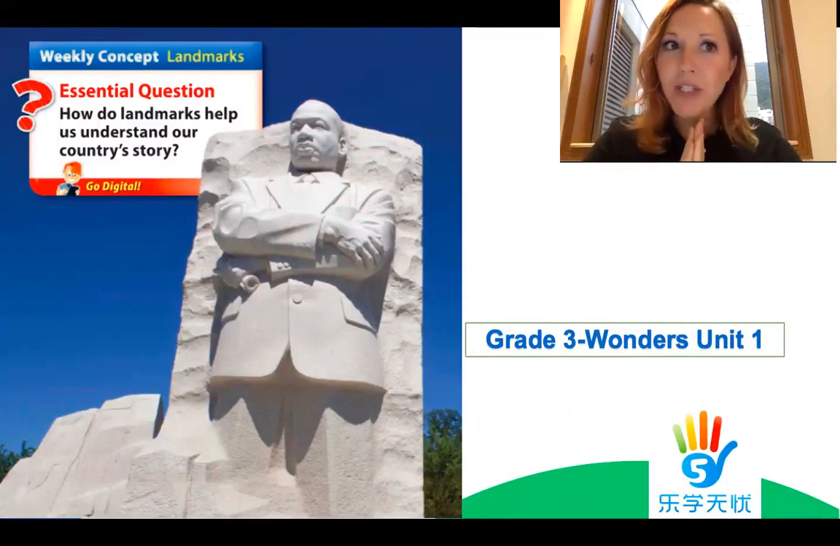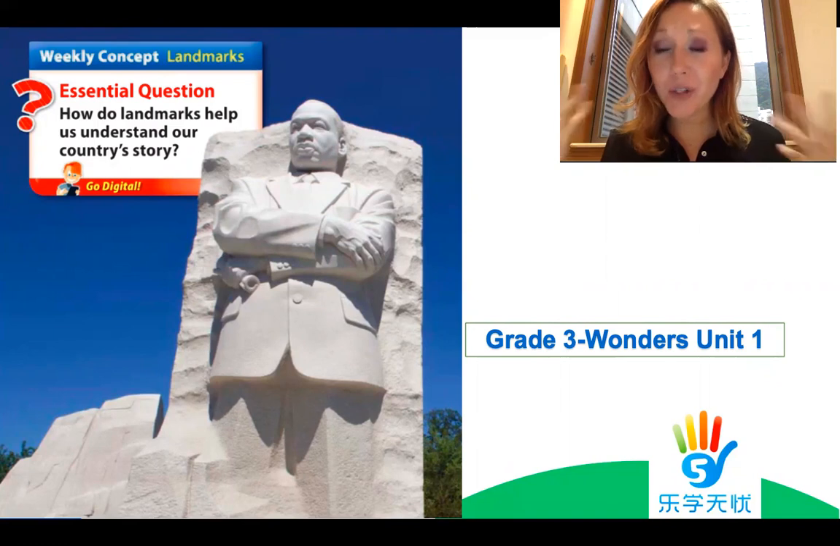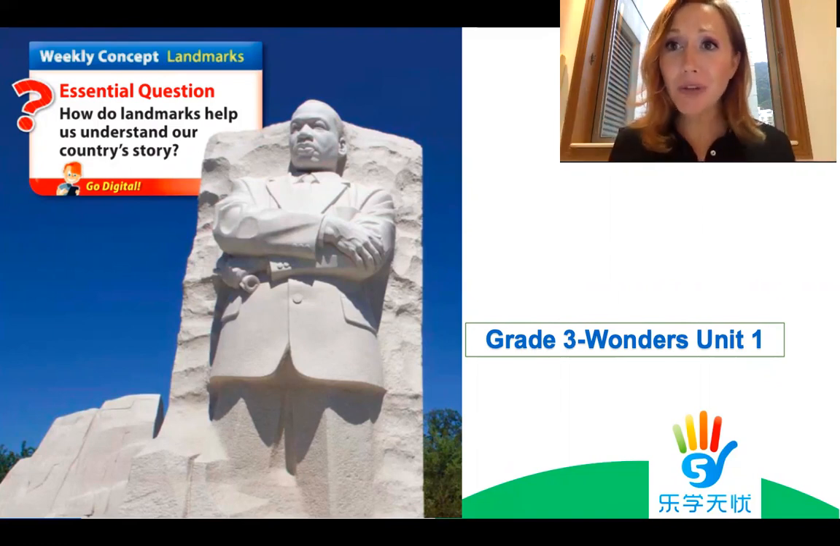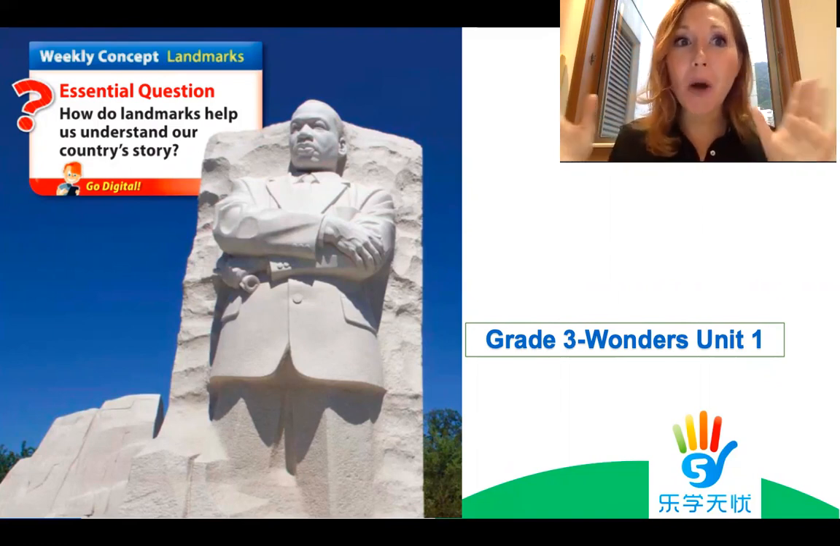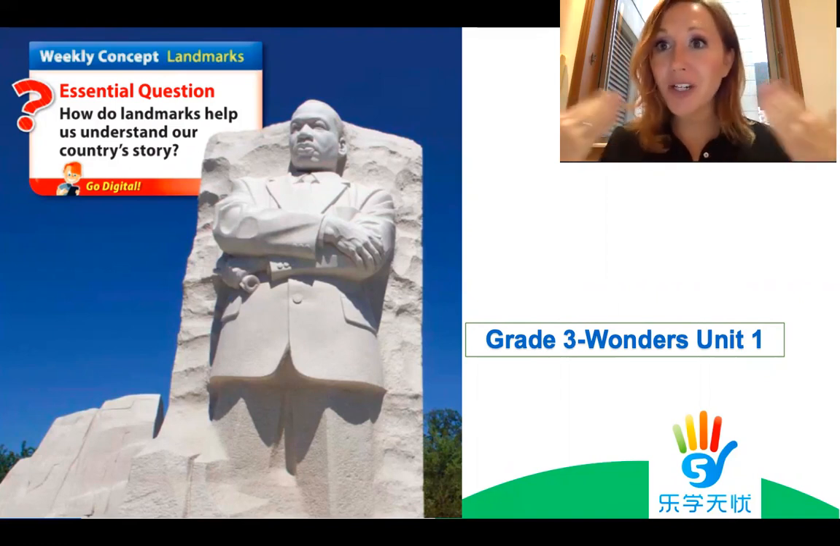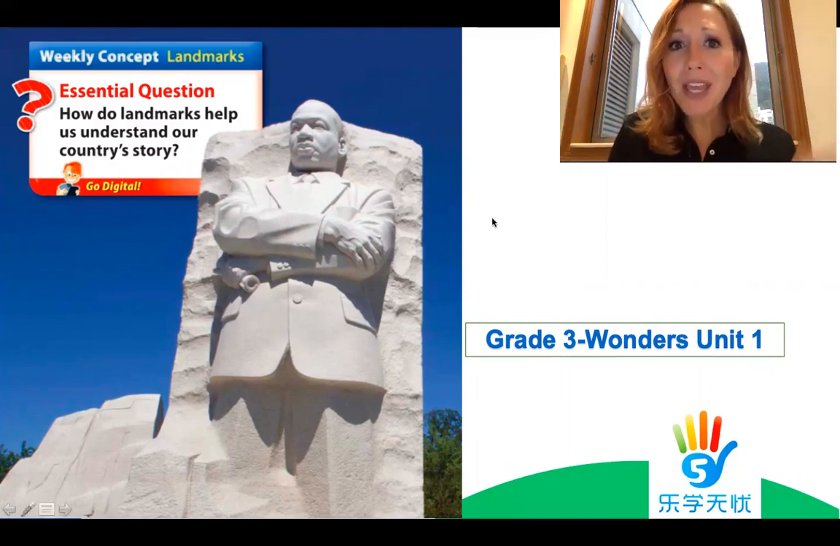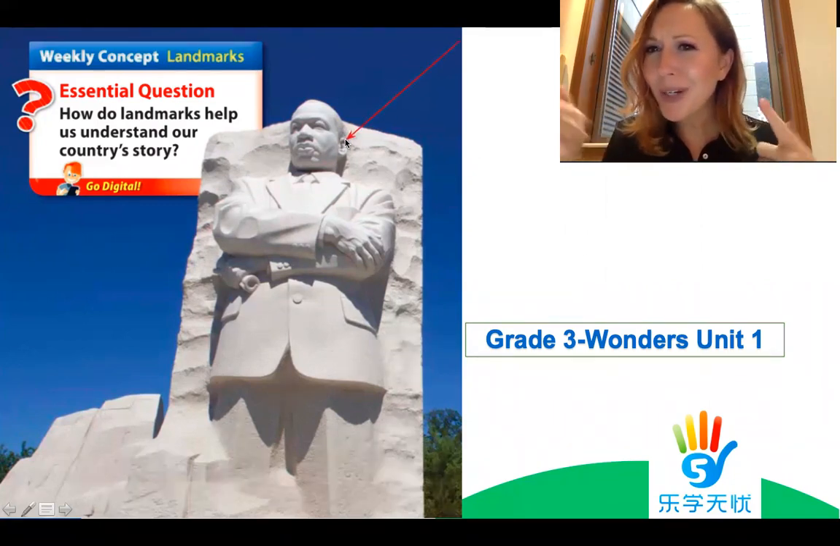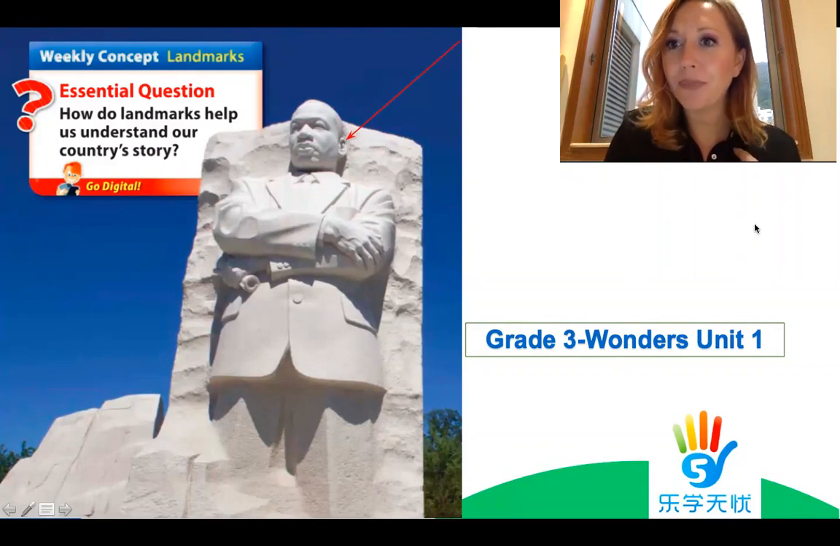This week we're going to be talking about landmarks. And the essential question of our story and our chapter this week is, how do landmarks help us understand our country's history? Now, in case you don't know who this man in this landmark is, we're going to be reading just a little bit about him.